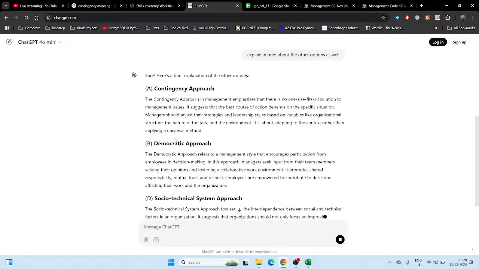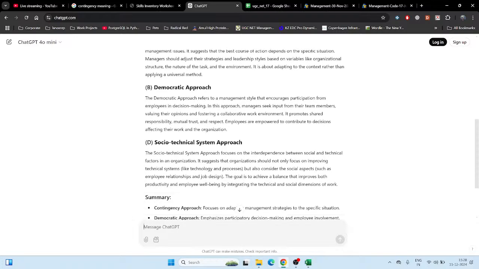Contingency approach. The contingency approach in management emphasizes that there is no one-size-fits-all solution to management. It suggests that the best course of action depends on the specific situation. Managers should adjust their strategies and leadership styles based on variables like organizational structure and everything. Okay, democratic approach. The democratic approach refers to a management style that encourages participation from employees in decision making. In this approach, managers seek input from their team members, valuing their opinions and fostering a collaborative work environment. It promotes shared responsibility and mutual trust. Employees are empowered to contribute to decisions affecting their work system.